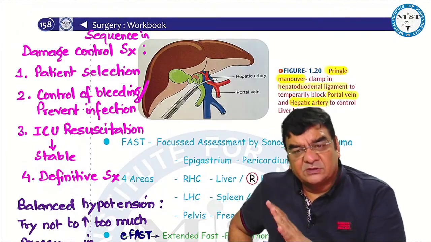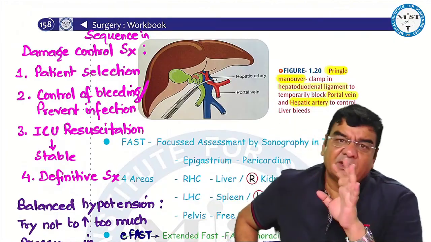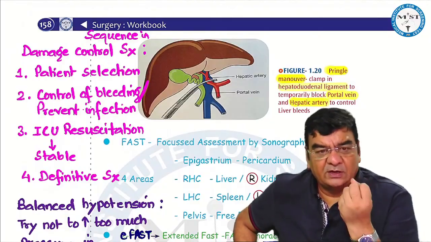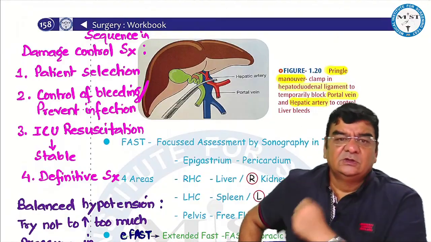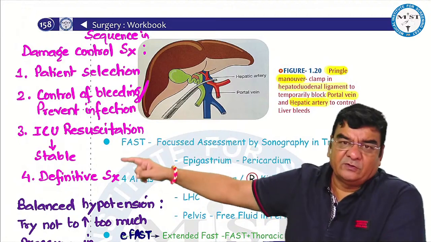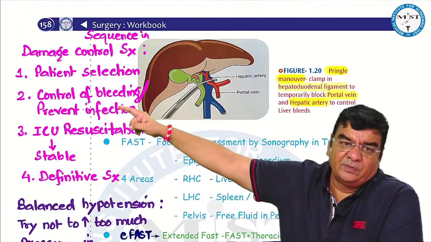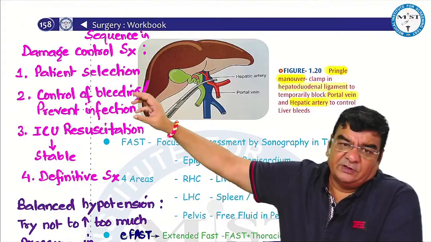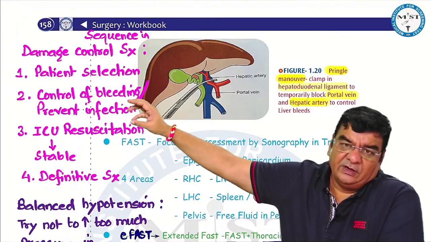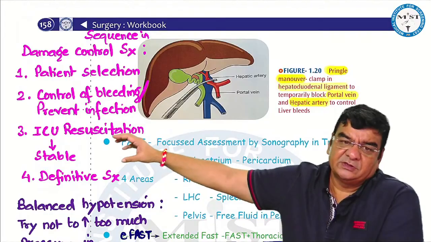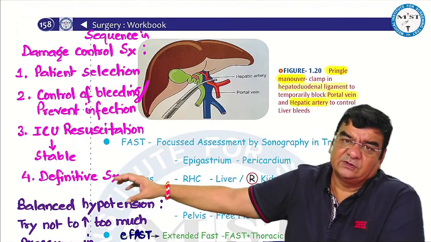Once the patient becomes stable, then take the patient again for definitive surgery, which may require abdominal closure and other things. So in damage control surgery, because we have to save the life of the patient, we are not doing the definitive surgery early on. After identifying the patient, we focus on just controlling the bleeding and preventing the infection. Then we do the resuscitation in the ICU, make the patient stable, and then we do the definitive surgery.